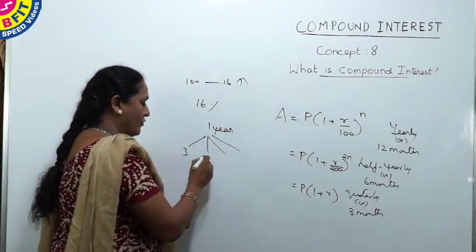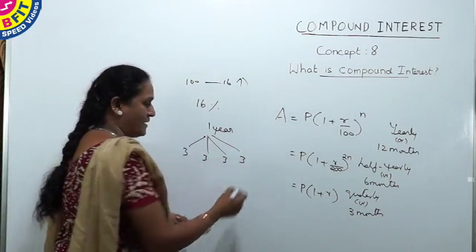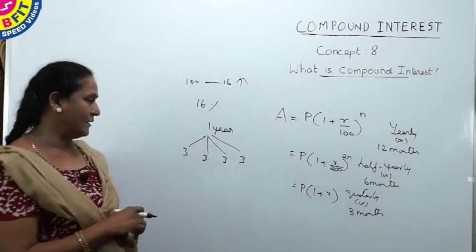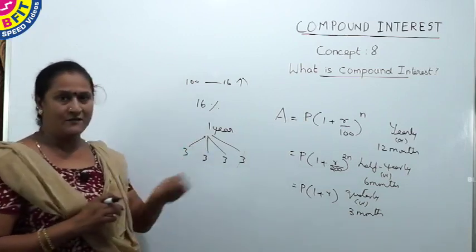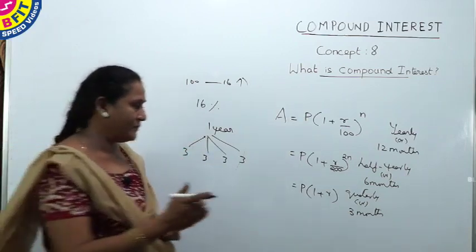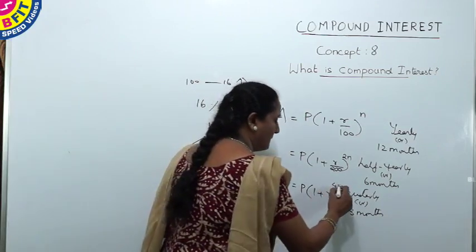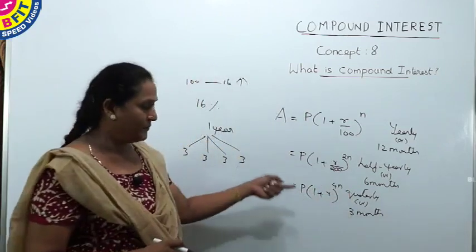So you have 4 three-month periods. And how many times is the interest calculated? It is calculated 4 times. So in 1 year, 4 times it is calculated. So the period becomes 4n. Now when they say quarterly, the period becomes 4n.